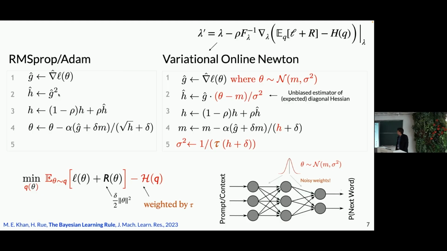The squared gradient is replaced by some stochastic quantity. So that's actually an unbiased estimator of the expected diagonal Hessian. That's why we call this a Newton method. So it's really using the Hessian information rather than the squared gradient. And we divide by h rather than the square root of h. So these are the changes.